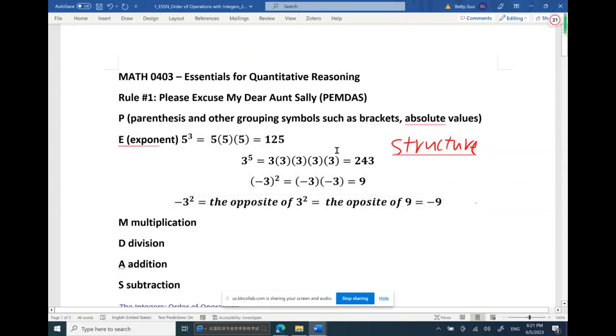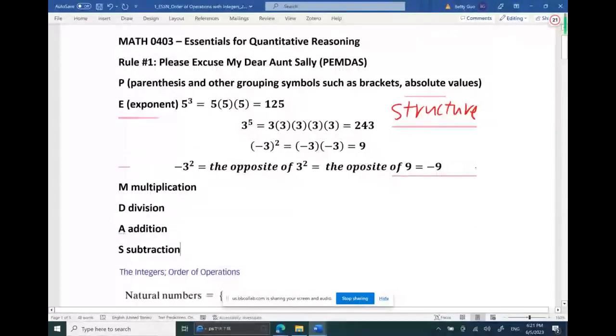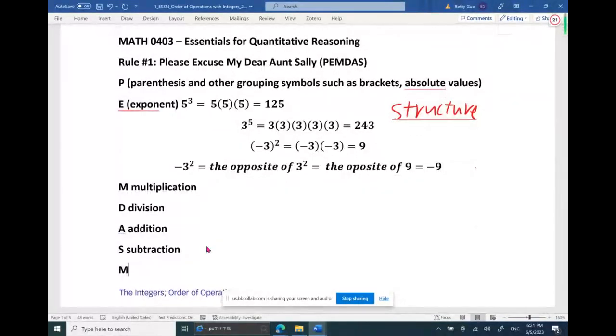Okay, PEMDAS means if in an expression we have multiple operations, we have grouping symbols, plus, minus, multiply, divide, and that's the order. P first, take care of the content in the grouping symbol first, and then do the exponentiation. After you do the exponentiation, you take care of multiplication and division, and then you take care of the addition and subtraction last. All right? So that's the first rule. The first rule is a little bit misleading.